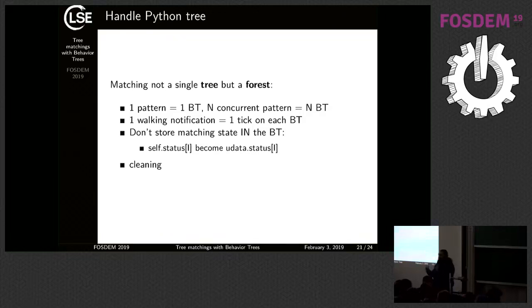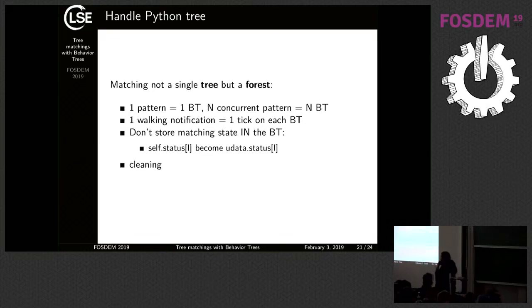So with all this stuff, I have one pattern, one subtree identified, but I need to do some more smart stuff, because you could have trees inside trees, things like that. So I need to identify not just a single tree, but a forest. To identify a forest, in fact, one pattern is one behavior tree, but I run n concurrent patterns, n behavior trees, with the concurrent abstraction.